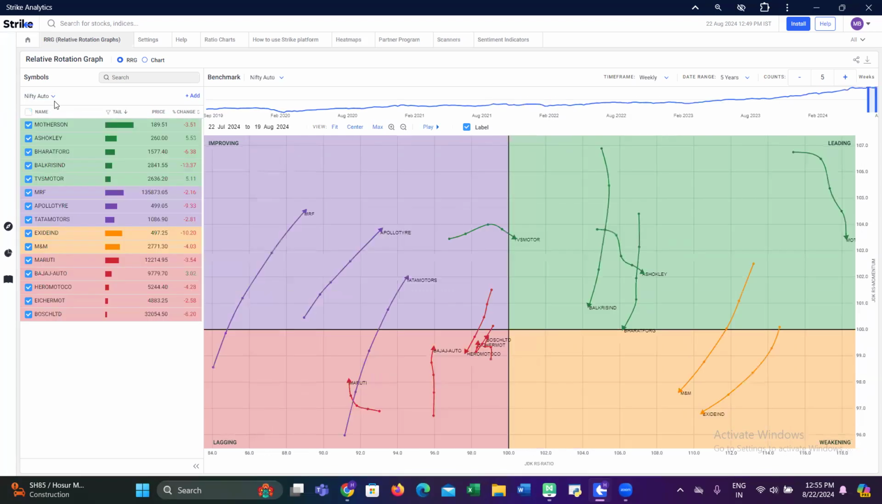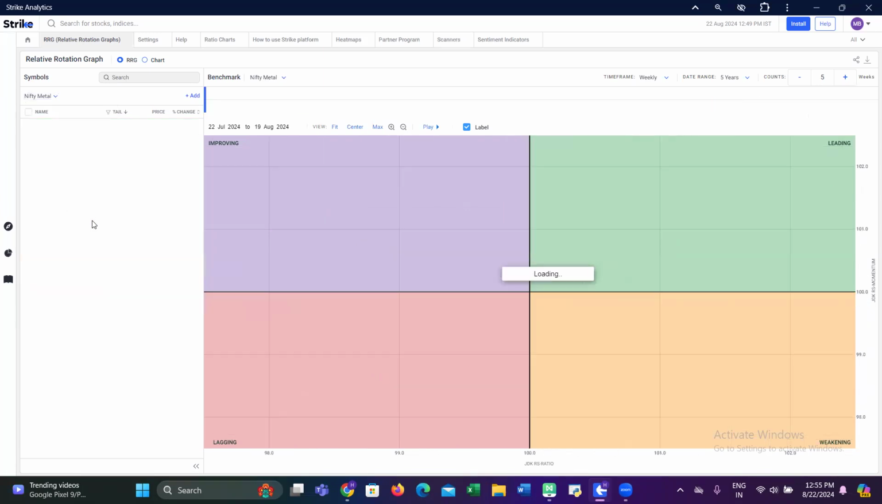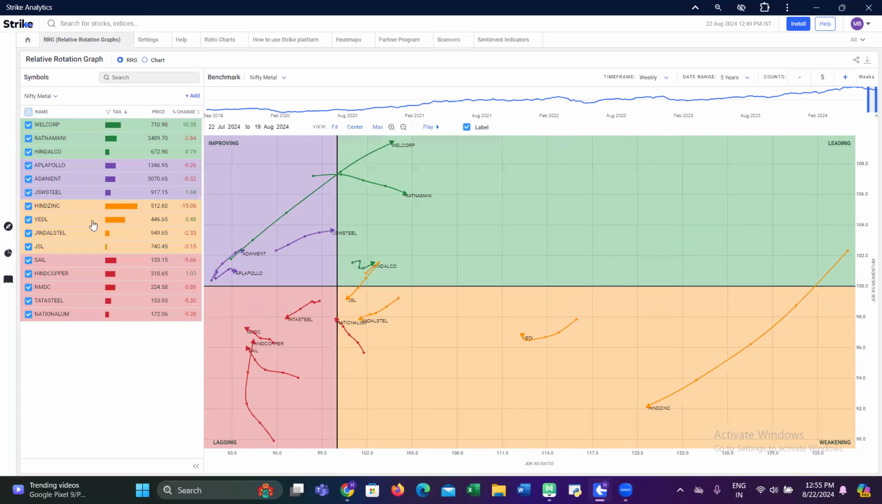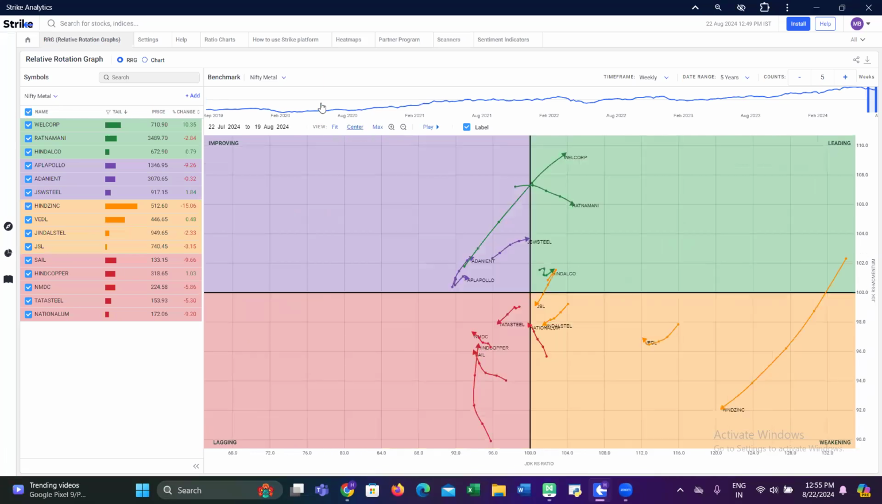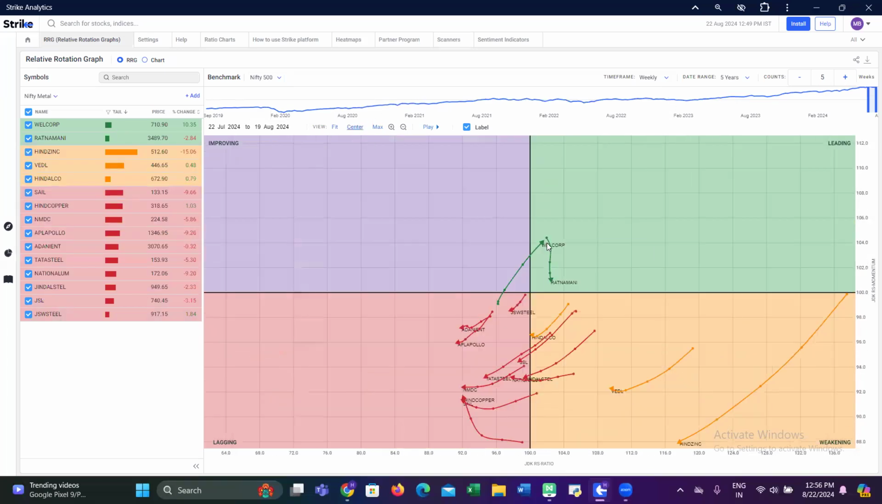Let's take an example of metal, my favorite. So let's set the center to 500, and weekly. Put it into center, right?